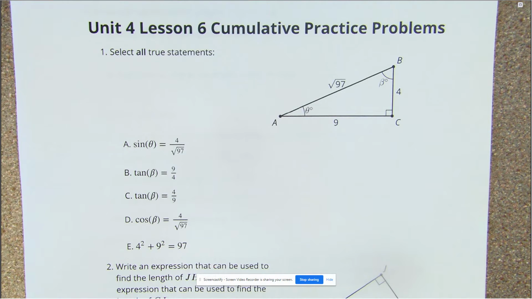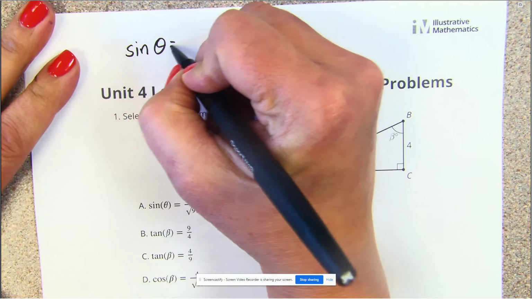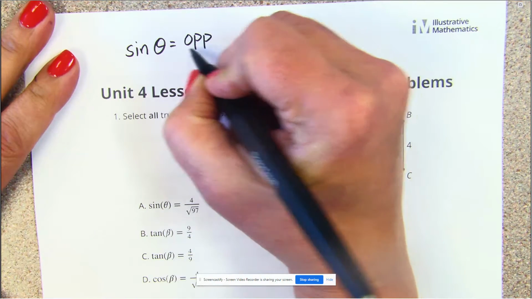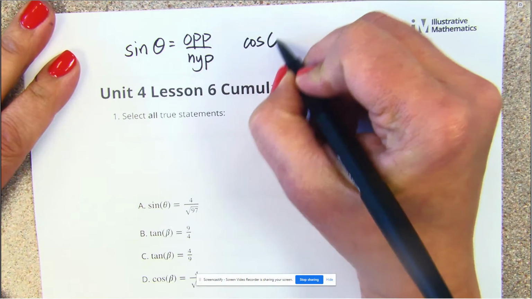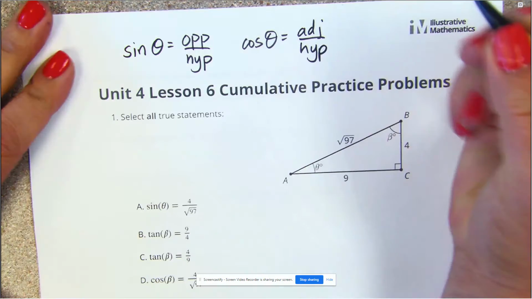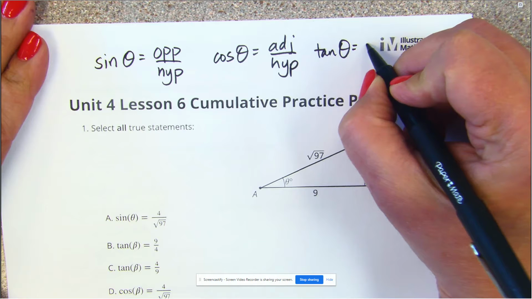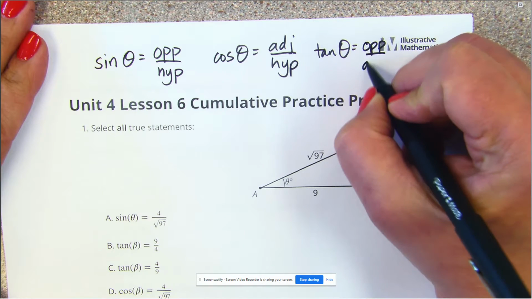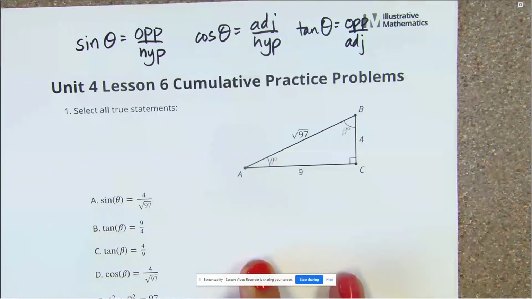Here we go. Today we learned the names for these ratios we've been looking at in tables, and I'm just going to write them down on the top of my paper. The sine of an angle is the ratio of the opposite divided by the hypotenuse. The cosine of an angle is the ratio of the adjacent side divided by the hypotenuse. And the tangent of an angle is when you take the opposite side and divide it by the adjacent. Okay? All right, select all statements that are true.